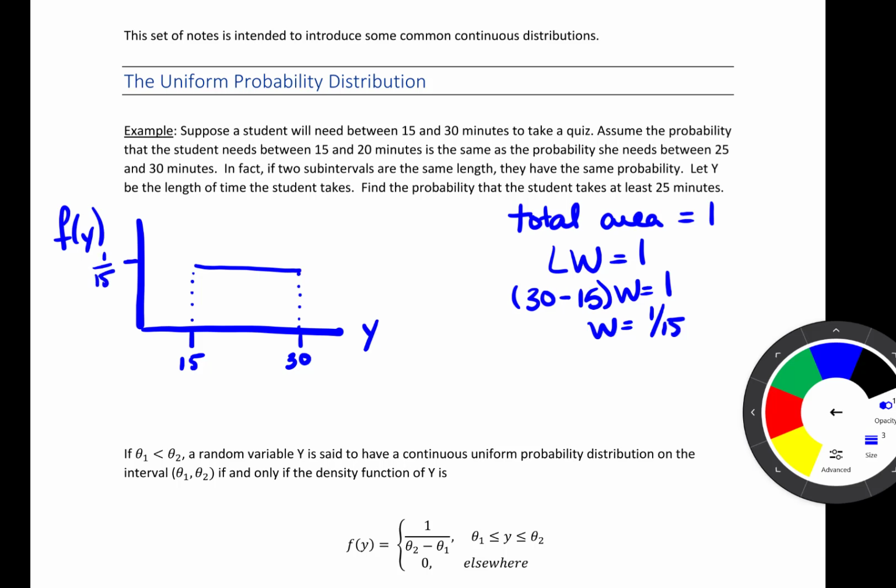Now, the probability we're interested in is that the student takes at least 25 minutes. If 25 were here, what we're really interested in is this area under the curve. In other words, we want the probability that y is greater than or equal to 25. Since this curve is a rectangle, that's equal to the length of the green portion, which is 5, times the width, which is 1 over 15.